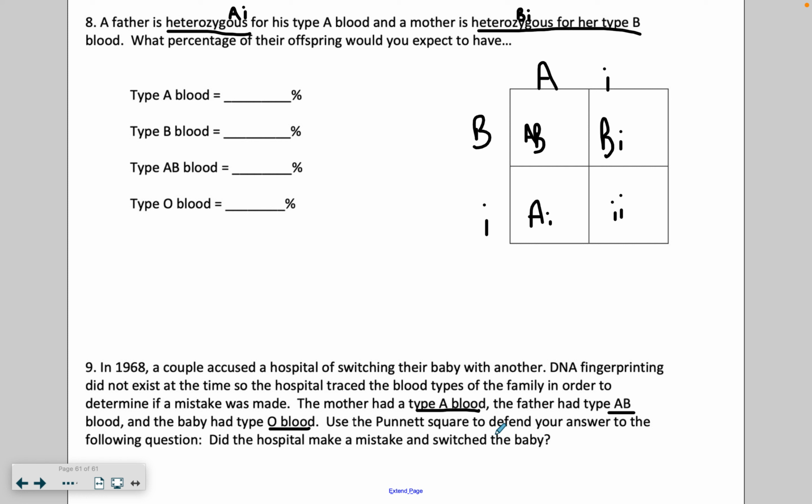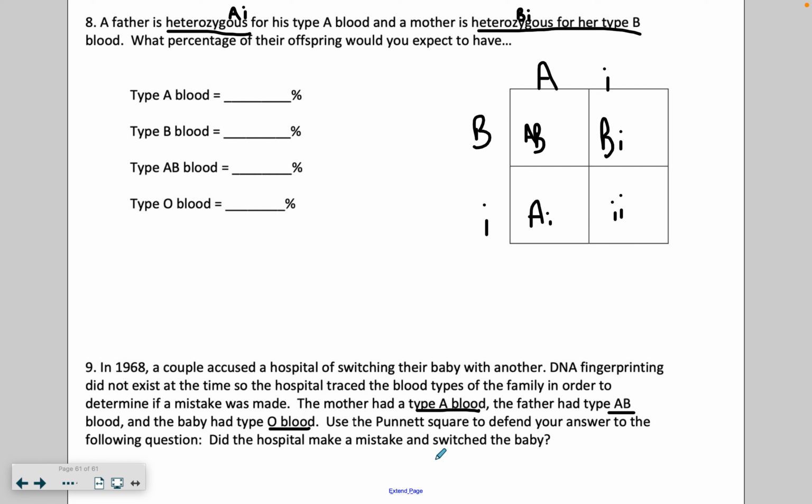Use the Punnett square to defend your answer to the following question: did the hospital make a mistake and switch the baby? So this genotype is for sure AB, okay? This genotype could be big A, big A, or it could also be big A, little i. And the only way you can have type O blood is little i, little i. And you think about where an offspring gets their alleles from, okay? And then determine if the hospital made a mistake.